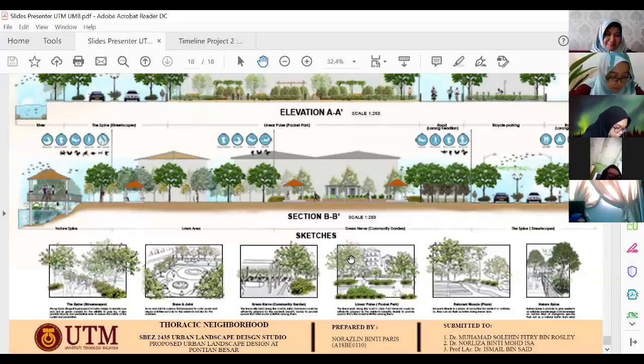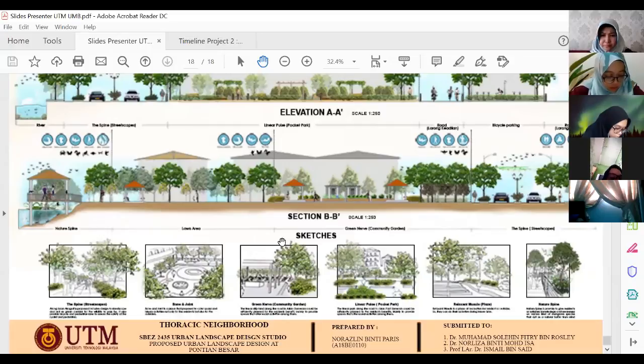So after Jalan Alsagoff, we can see the linear paths, which act as a pocket park in the neighborhood, where the residents can do their activity in their leisure time without any obstacle. I also provide bicycle parking beside the linear paths, because mostly what I can see in Pontian Besar, they do not provide bicycle parking. So I want to design a friendly design, actually.